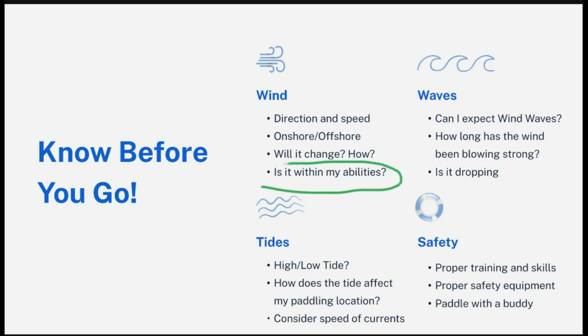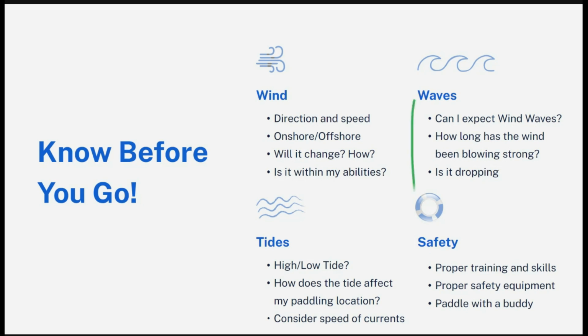And I should have also put in, is it within the group's ability? Because when we're traveling in groups, we have to move at the rate the group can move. So we have to take group dynamics into account, because the slowest person is going to be the one that dictates the path and the rate of travel in the group.